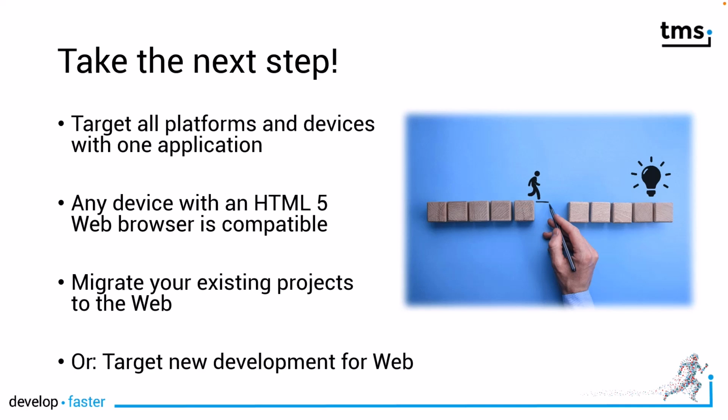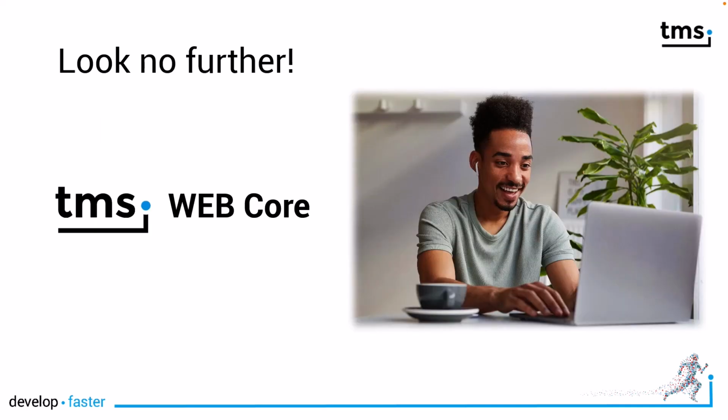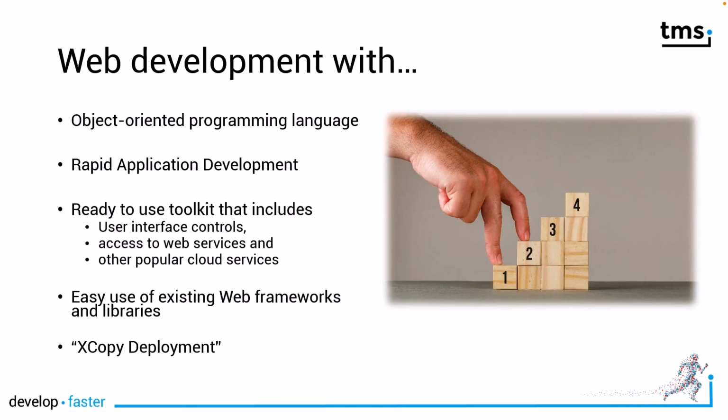So how can you develop those web applications? TMS WEB Core might just be the solution you have been looking for. You can do web development using the same concepts that you've gotten used to. You can do object-oriented programming with rapid application development. You have a ready-to-use toolkit that includes user interface controls. You can easily access any web services and other popular cloud services. And you can integrate existing libraries, JavaScript libraries in this case.